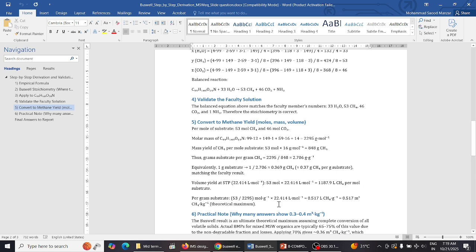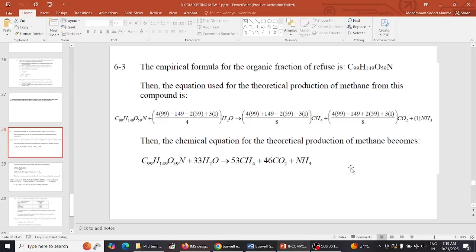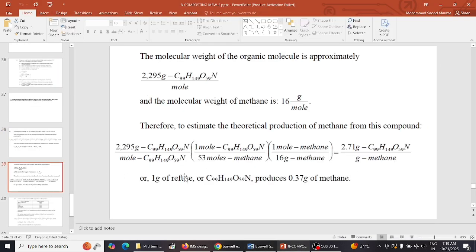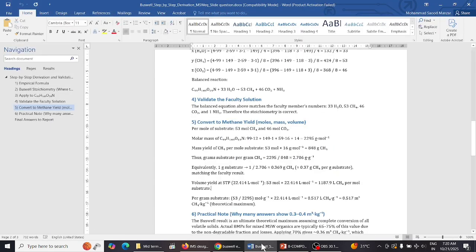Similarly in the slide, they have taken this in terms of moles and divided by the moles of methane, where 1 mole of methane is 16 grams, and here we are getting 53 moles. This yields approximately 0.37 gram. So either you can solve this way or you can follow this step. This is the final solution.